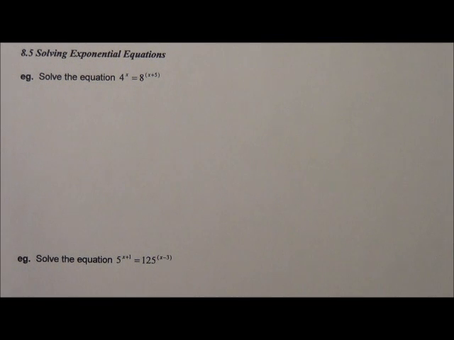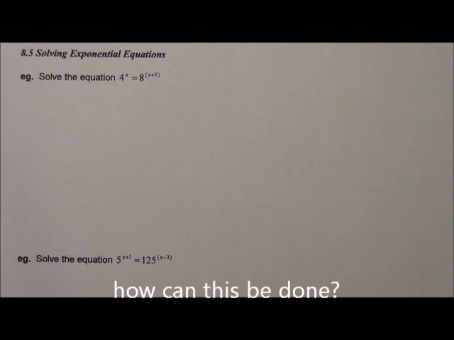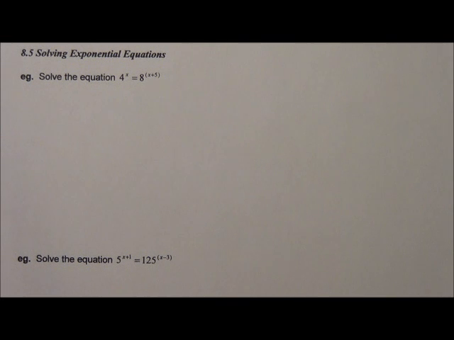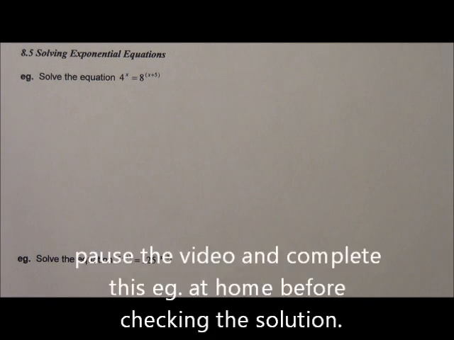Okay, so let's take a look at this first example. We want to solve the equation 4 to the power x equals 8 to the power x plus 5. Well, there's a few ways of doing this. One way is to get a common base on both sides and then solve for the variable in the exponent. So let's take a look at that method.